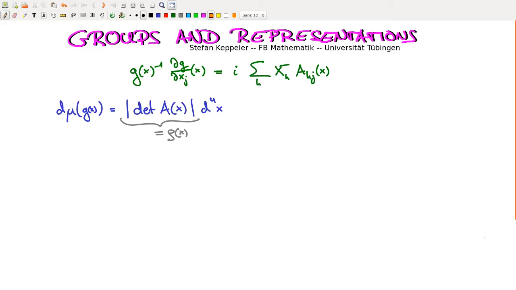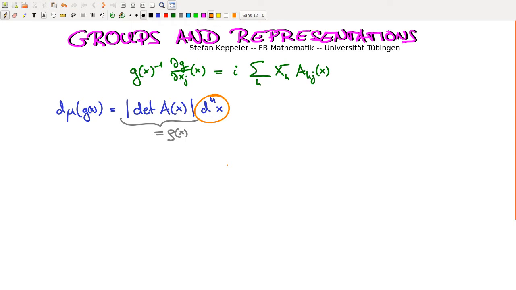We've introduced some coordinates x for our Lie group, and then we looked at this combination here and expanded this in the basis of the Lie algebra. And now the claim is, if we take these coefficients of this expansion, write them in a quadratic matrix, take the determinant and the absolute value of that, this is a nice weight function for defining our Haar measure. So we take the determinant of this A of x, and then here the dnx is n-dimensional Lebesgue measure.